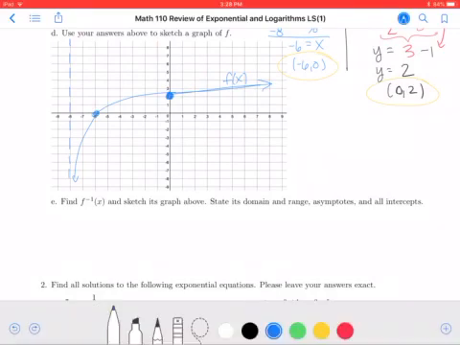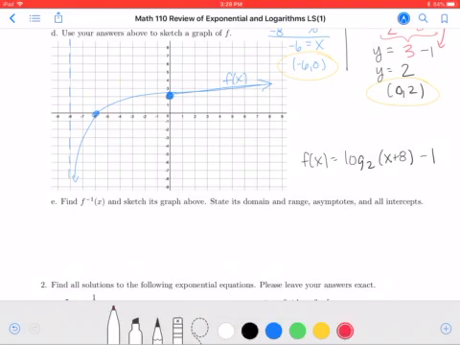So first thing I'm going to do, just so we have it as a reference, I'm going to rewrite our original function up here because I've lost the space on my sheet. So here's our original function. Second thing we're going to do is we're going to graph the inverse.